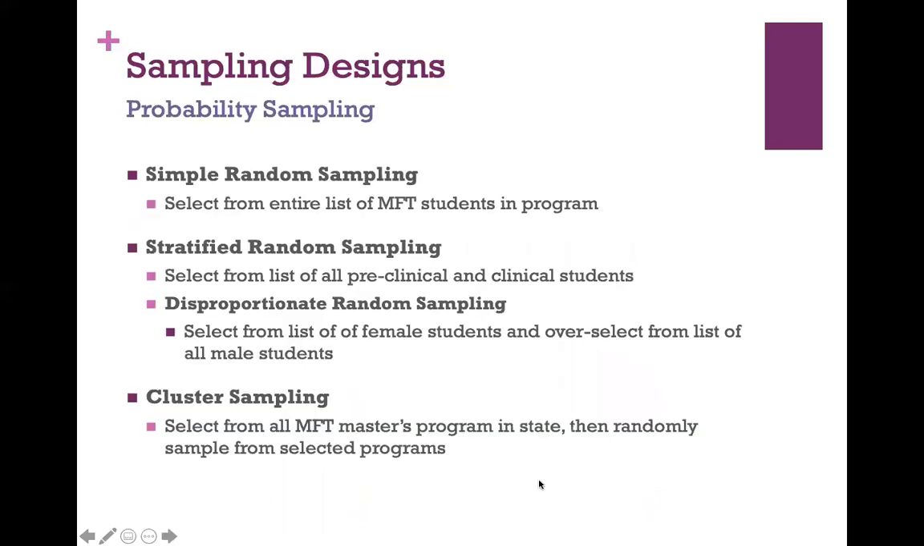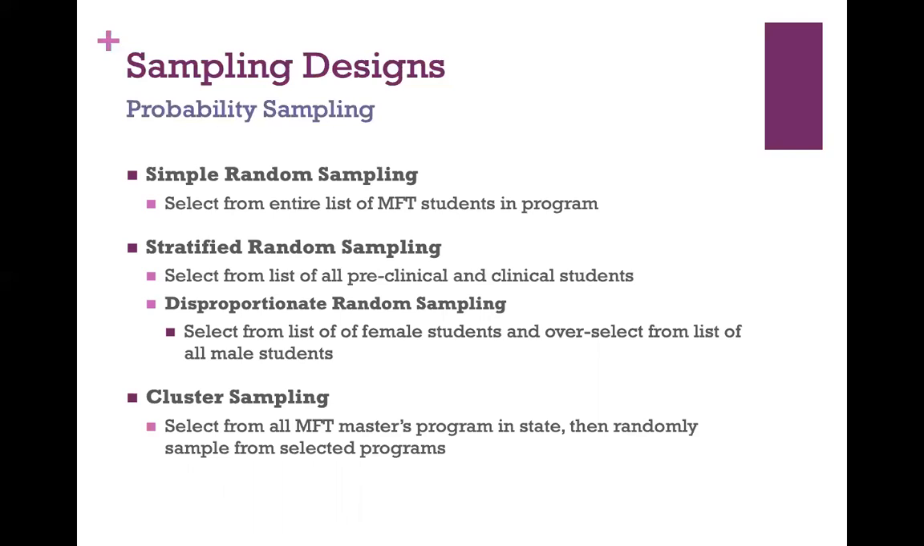There's a couple ways that we can randomly sample. Simple random sampling is what it is. It's simply randomly selecting from the entire population, so every element in a sampling frame has an equal chance of being selected. Now, in order to do this, you have to have a complete list of the entire population. So if I wanted to do a study on MFT students in the program, if I did simple random sampling, I would take the entire list of all matriculated students and randomly select a sample from that list.